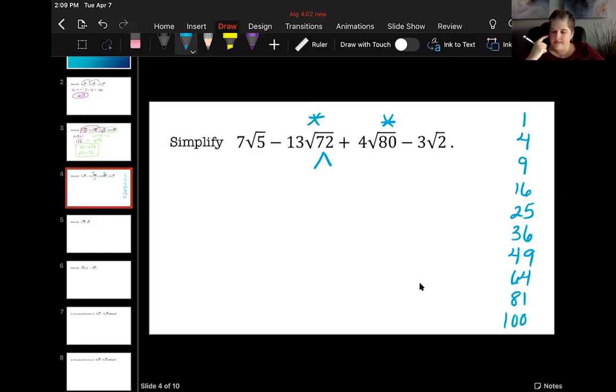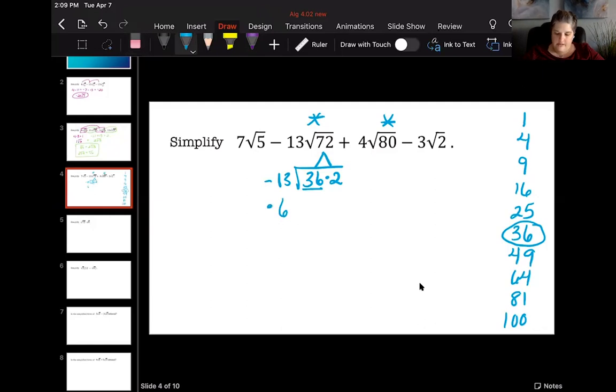So looking in that list, I know that 72, there's a couple ways to get to it. It's 1 times 72, 2 times 36, 9 times 8. There's all those different ways that you can do it, and 36 is one of our perfect squares. So I'm going to use 36 times 2 to break it up into it. And I have that -13 that was already in the front. So if I take the square root of 36, it's going to come out of the radical as a 6. Okay? So as you take the square root of 36, it comes out as a 6.